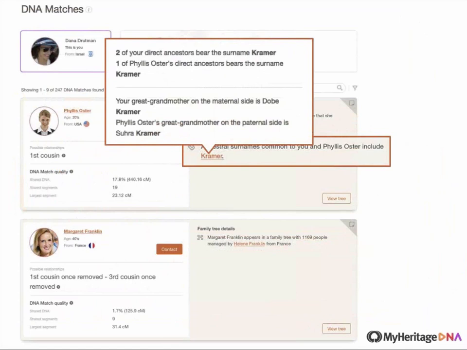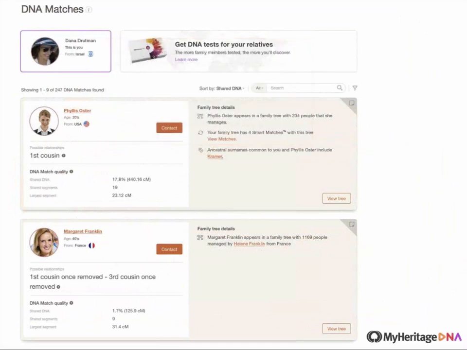But if we hover over it, we can see more information. We can see how many people from Phyllis's tree share this surname and how many from my tree share this surname, and what the shortest length is from me to the first person that has this family name. So this information might be very helpful, because in my example, as you can see, I have 247 different DNA matches. I think that going one by one and looking for the connection between me and each person would drive me crazy. So I'd rather focus on the ones that I have more information on.